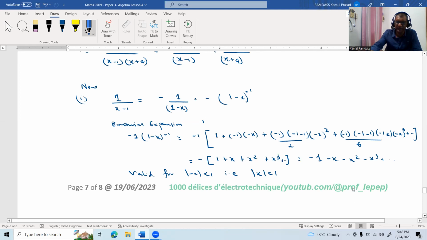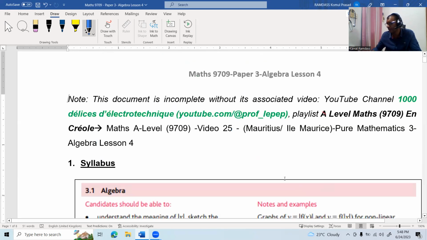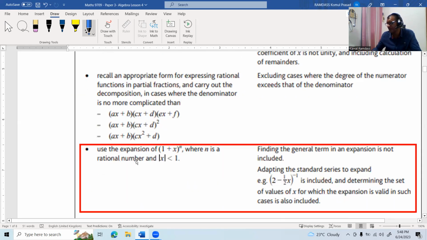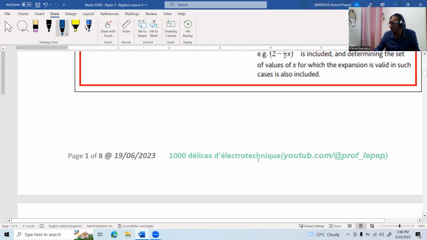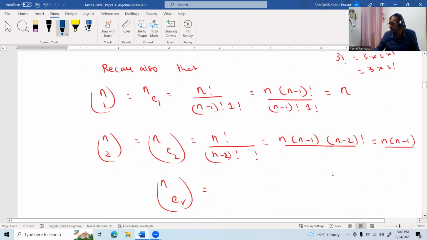Moi, vers le syllabus mauritain. Si nous ratons quelque chose, use the expansion of (1 plus x) to the power of n, where n is a rational number and modulus of x less than 1, nous faire ça. Find the general term in an expansion is not included. Bon, quoi qu'il nous faire r plus 1 term.